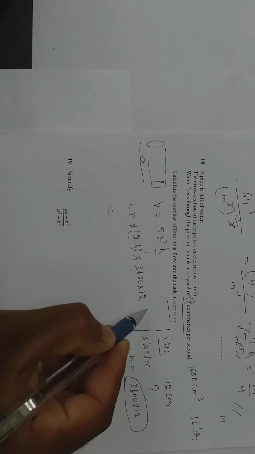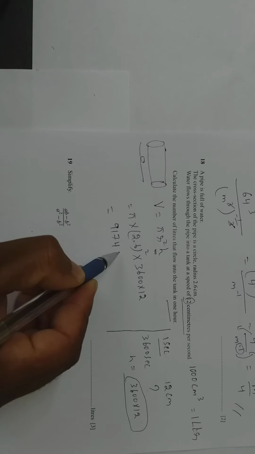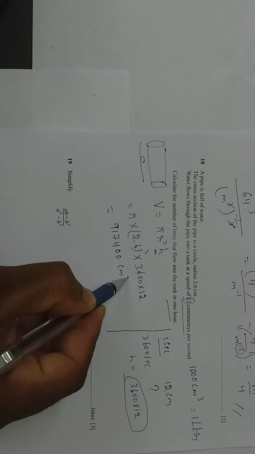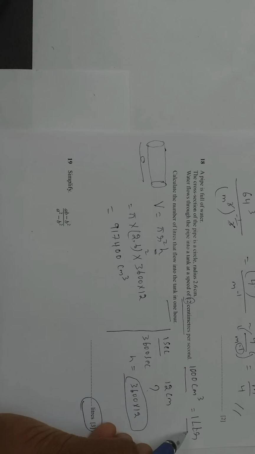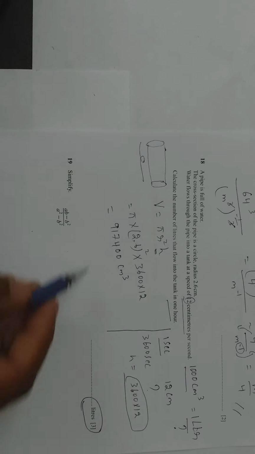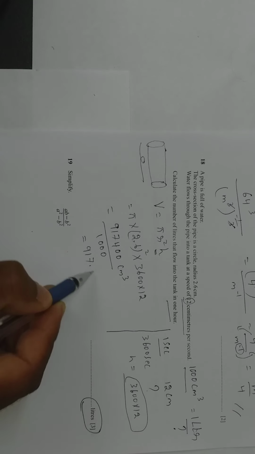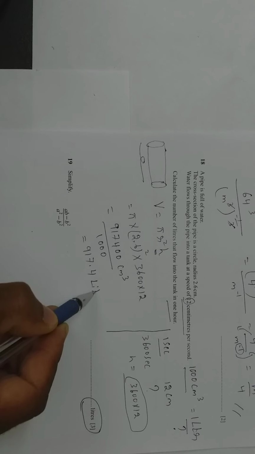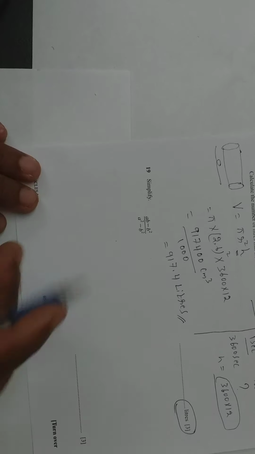So these many centimeter cube, which you get to be 917,412 centimeter cube. Now answer is in liters. So 1000 centimeter cube equal to 1 liter. So these many centimeter cube equal to how many liters means I need to divide by 1000. So this becomes 917.4 liters. Okay. Did you understand, students? Yeah, good. Next one.